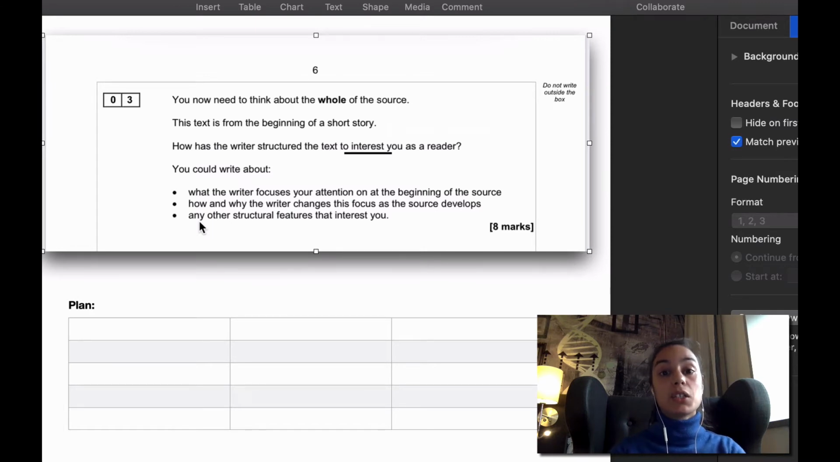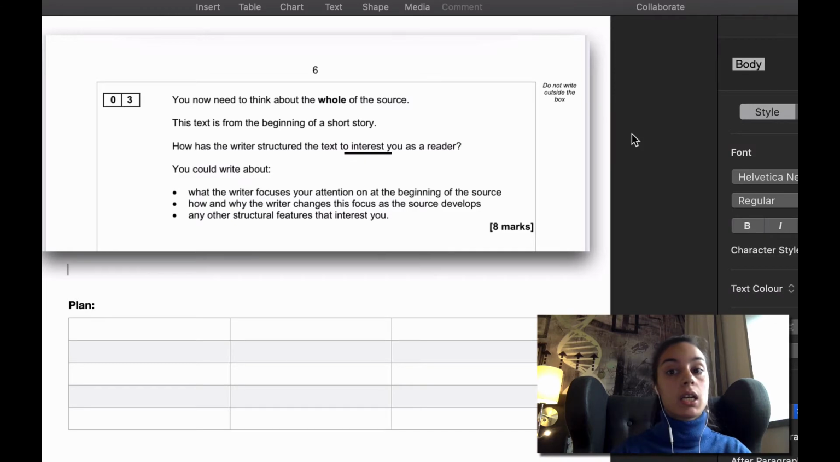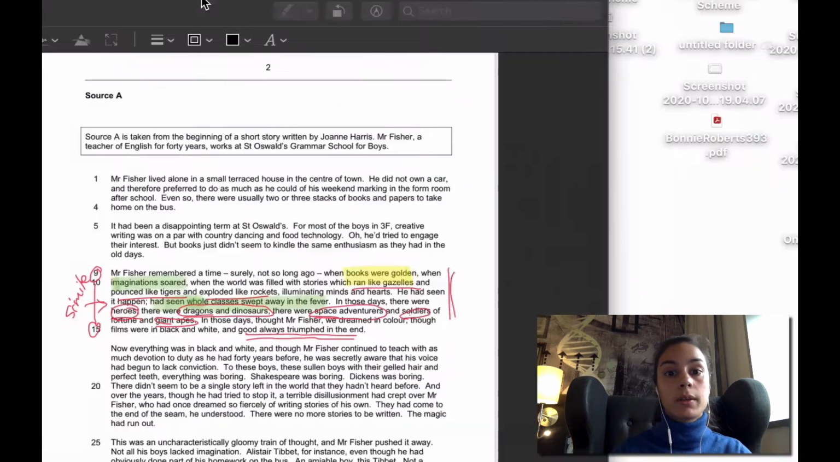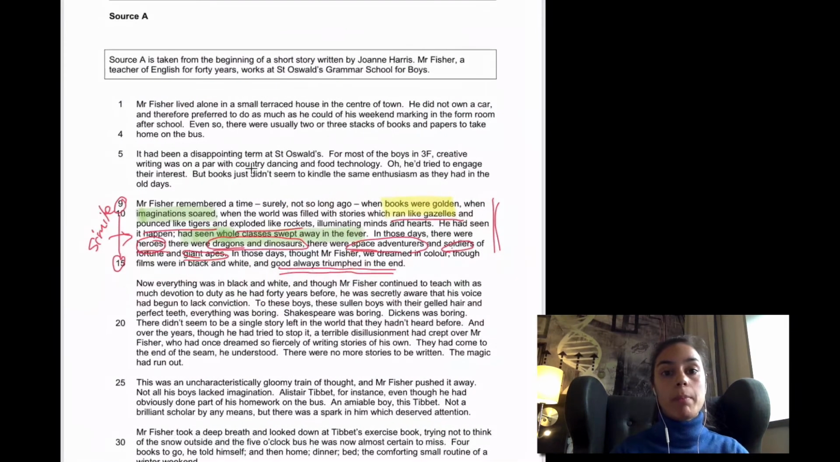So this is not a literature exam, this is a language exam. Look for how the language, how the text is actually constructed, and use that. You've got to explain those. So in a way, you're deconstructing a text, not the meaning, but how it's put together. So let's go back over to the source, keeping in mind this question, and see if we can find the answer. Okay, so here's our source. And remember, this is source A, taken from the beginning of a short story written by Joanne Harris.